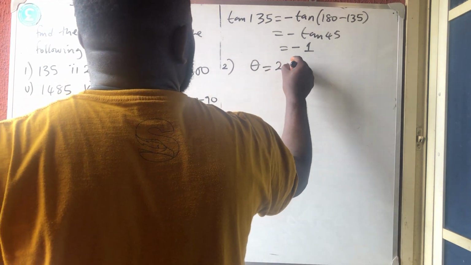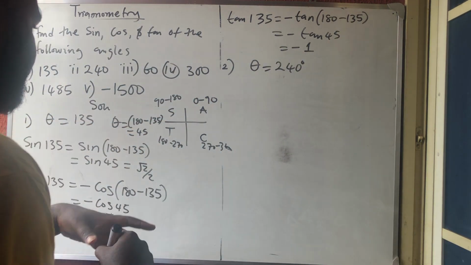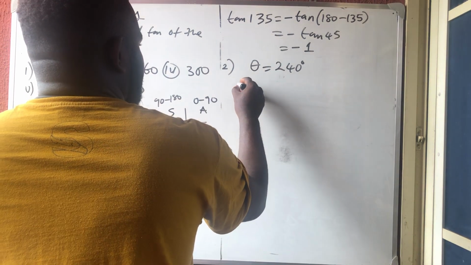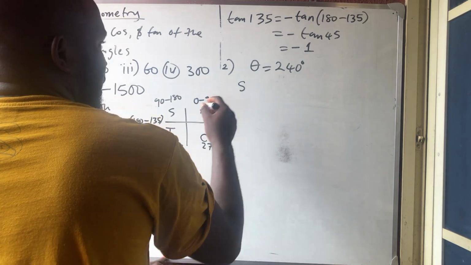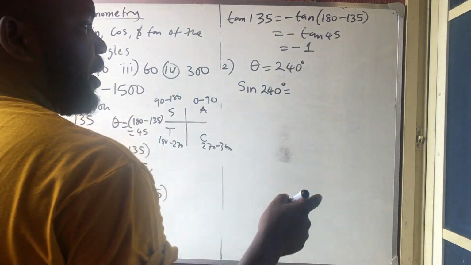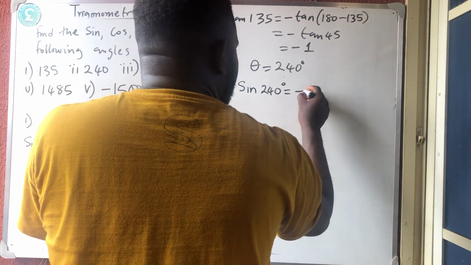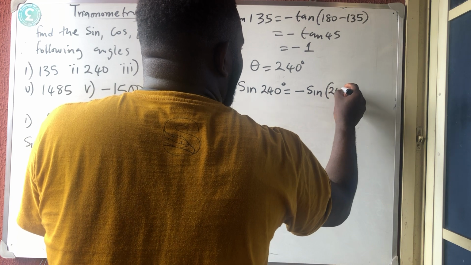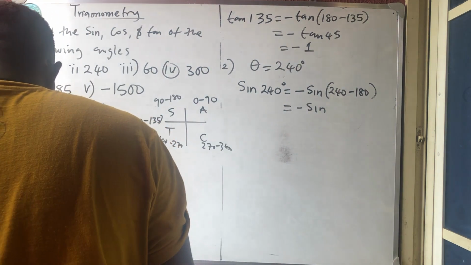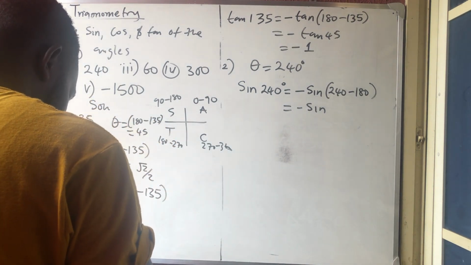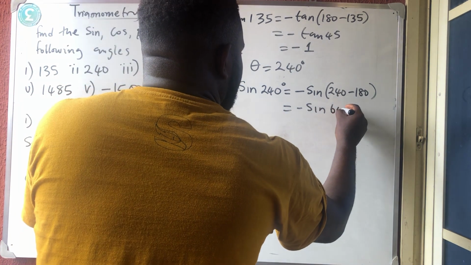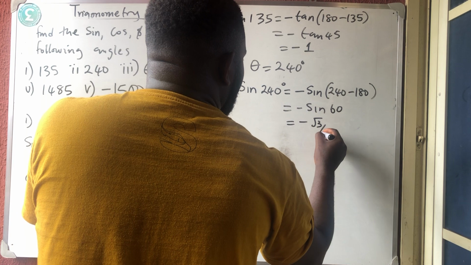Number 2. Theta is equal to 240 degrees. And 240 degrees falls between 180 and 270, so this is the third quadrant. Only tan is positive in the third quadrant. So sine 240: 240 is greater than 180, we don't use 270 at all. So I'll say minus sine of 240 minus 180. Subtract, I'm having 60. So that is minus root 3 over 2.